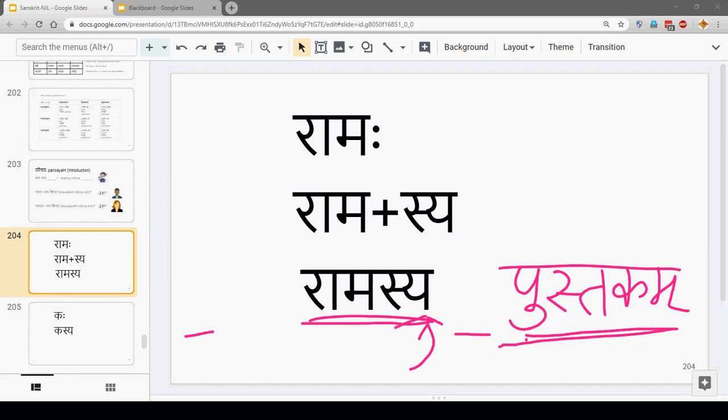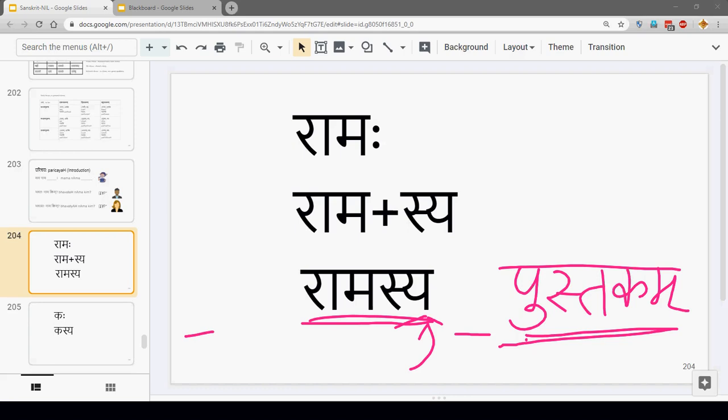That's the objective case, dvitiya, the object. Pustakam is in the second case ending. What is the kriyapadam, the verb, in this? Ramasya pustakam, that means the book of Ram, or Ram's book. What is the verb in this sentence?